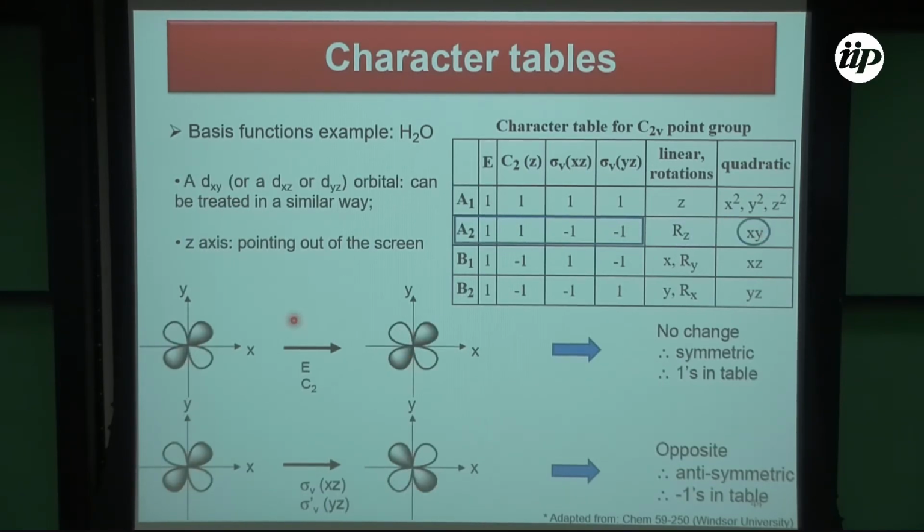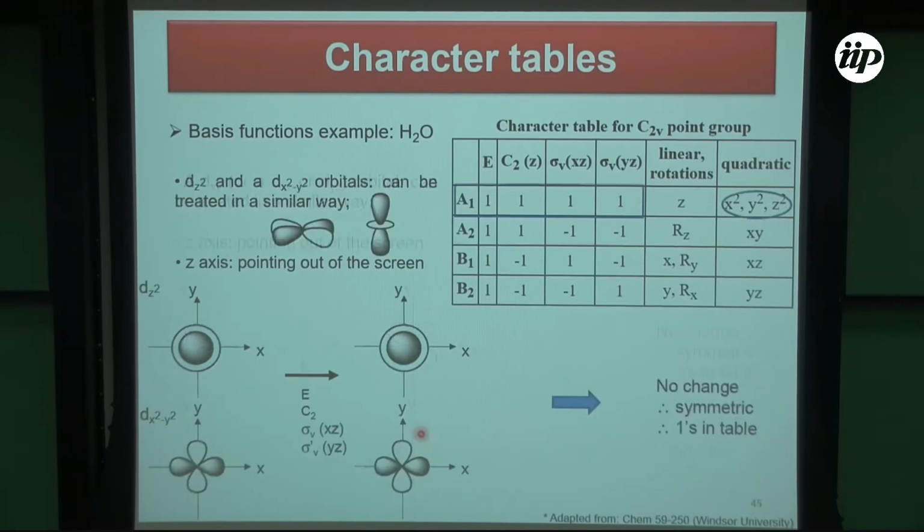For example, the xy here, you can get an orbital like this. Okay, a dxy orbital. And you see how it changes under the symmetry operations, and you see that this one here is more representative, because these two mirrors just change things.